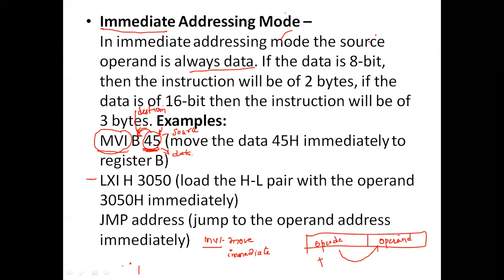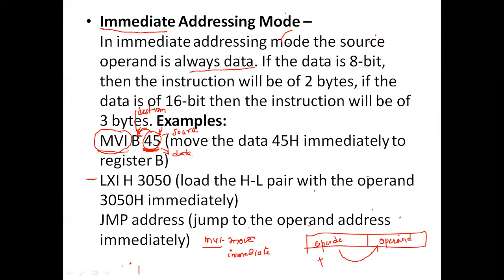So in 8085, this MVI instruction, immediate addressing mode, is very, very powerful. We are going to make use of this immediate addressing mode in the 8085 microprocessor. Fine. So here, if the data is 8-bit, then the instruction will be of 2 bytes. And if the data is of 16-bit, then the instruction will be of 3 bytes. Why 2 bytes and why 3 bytes?